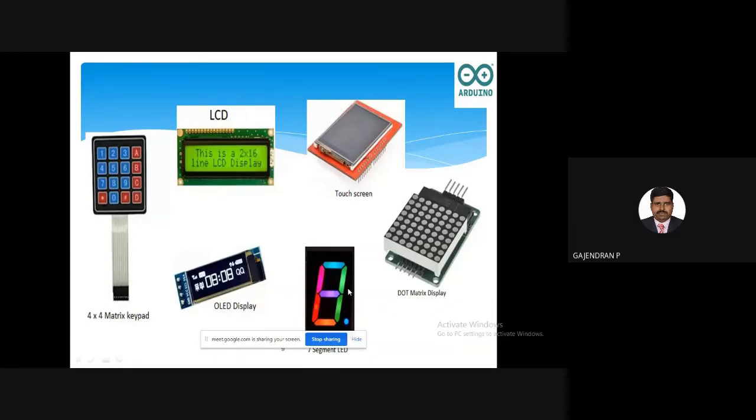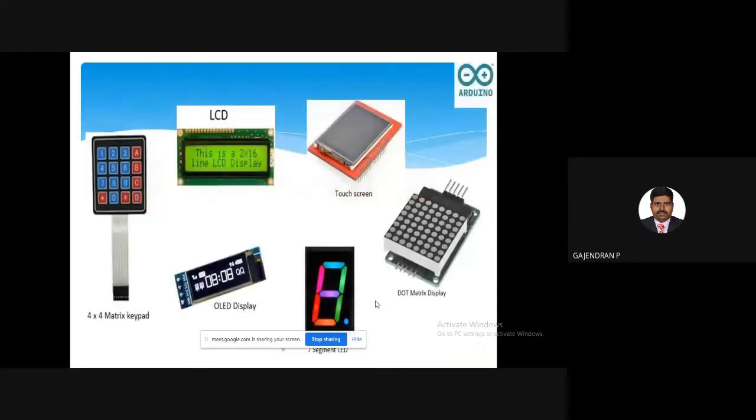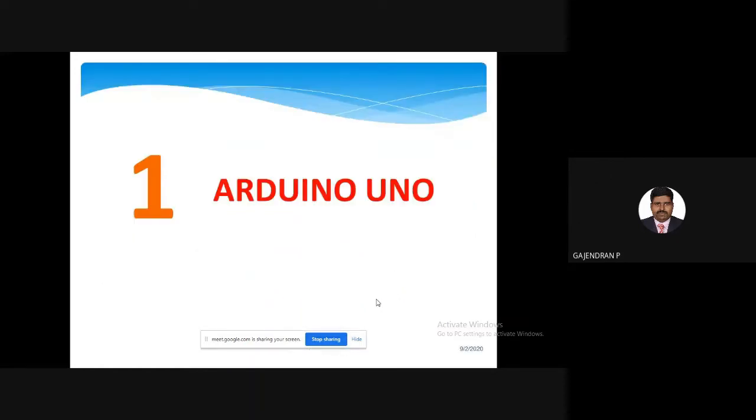The 7-segment LED, color 7-segment LED is also available in the market. So hereafter, simply go to Google and type something. There you have an icon called Shopping. I will show you that one. Simply select Shopping, then come down. There you will find all the types available in the particular equipment you can learn. Okay, the very first one, the introduction to Arduino Uno.